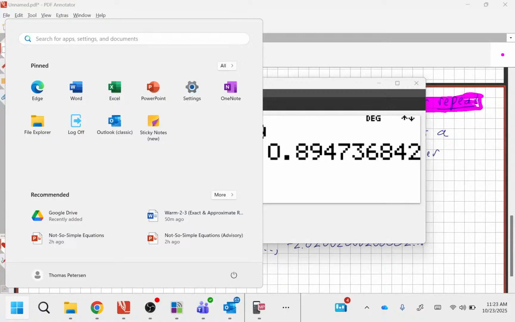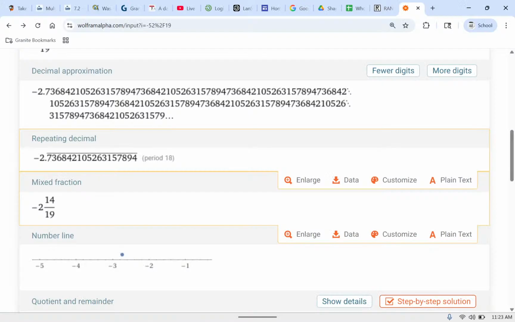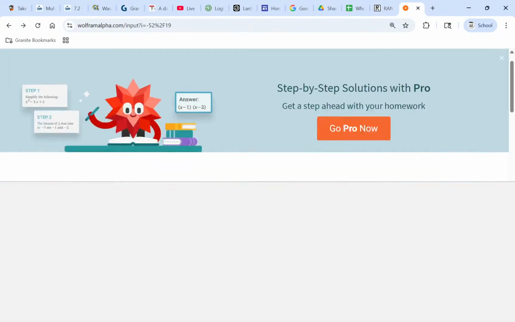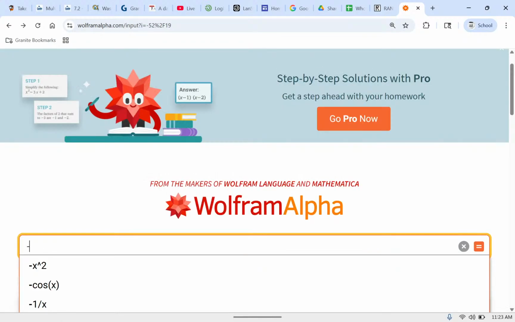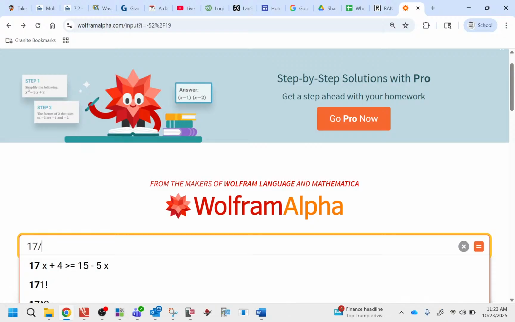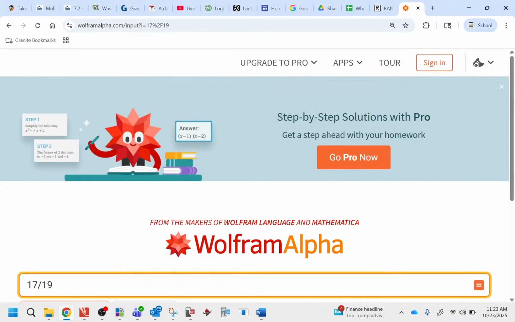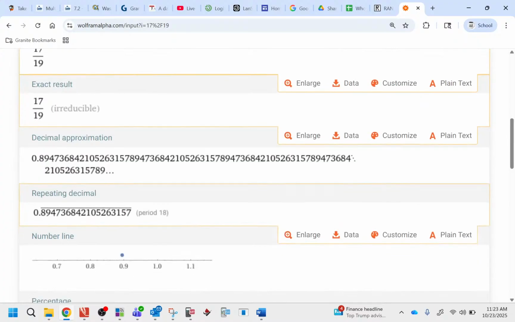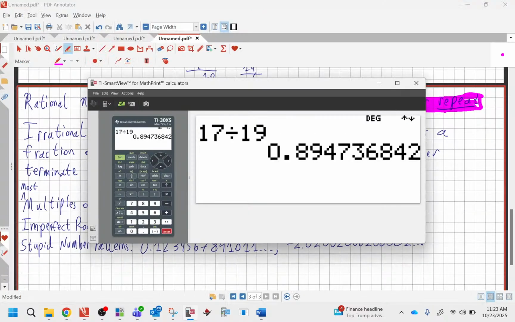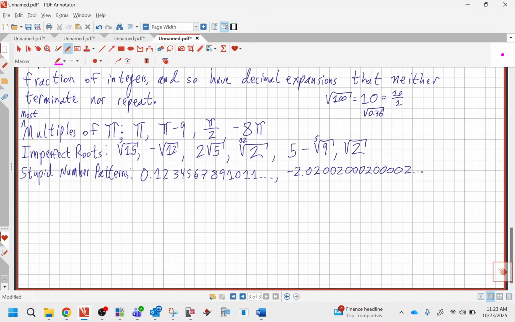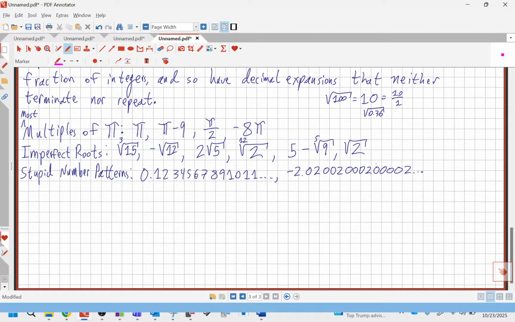And if you really want to see how long it takes to repeat, go ask good old Wolfram. Let's do it, buddy. You and me. What's 17/19? There you go. It also repeats after 18 digits. It's 0.8947368421052631557 repeating.